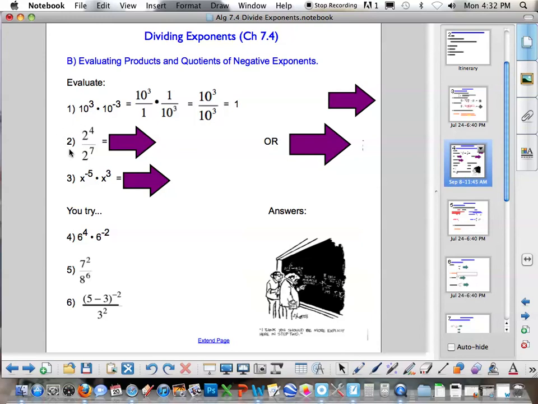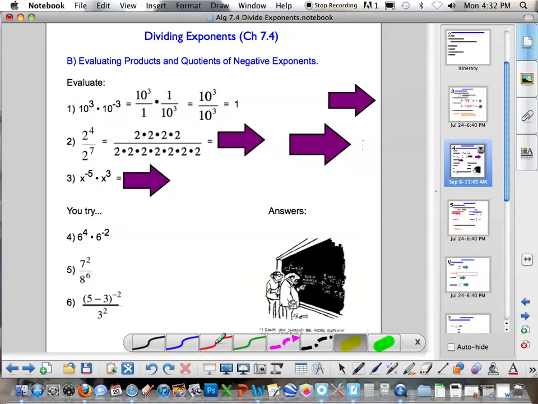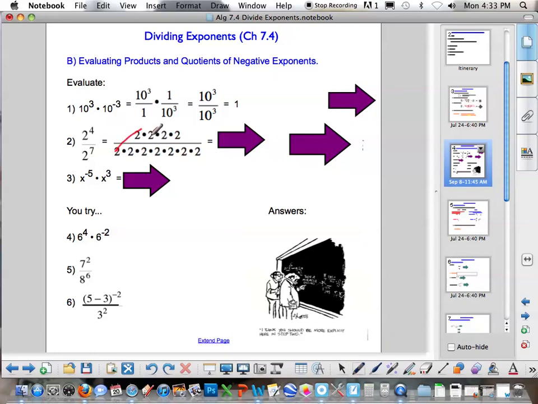Okay, let's look at number 2. 2 to the 4th over 2 to the 7th. Again, I can write these all out. I'll show you the quicker way in a second. If I have 4 2's on the top and 7 2's on the bottom, we're going to see a lot of pairs that can cancel out. And you can see that I'm left with 3 2's on the bottom. This will give me 1 over 2 to the third, or 1 over 8.